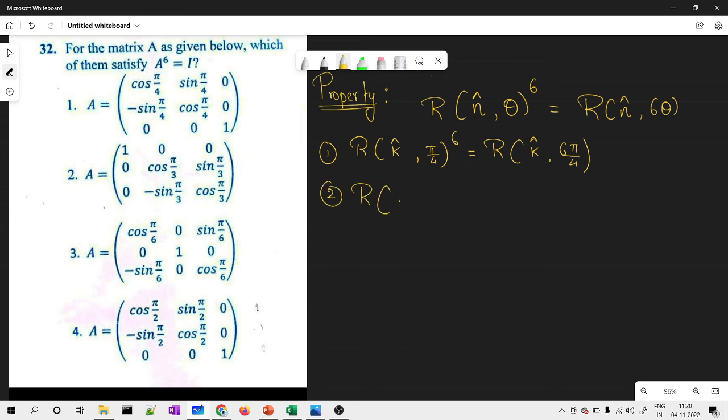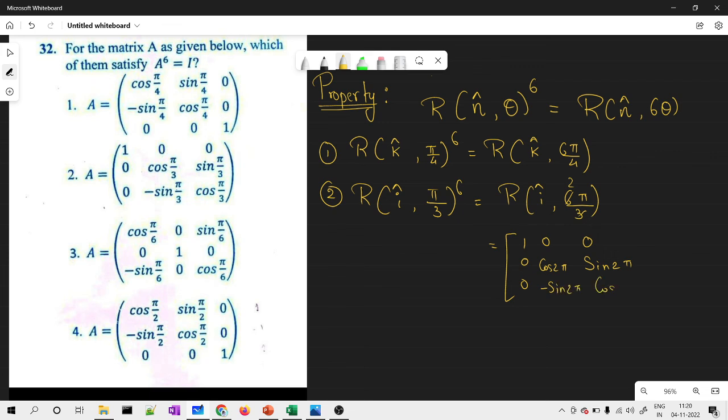Let us see the second one. It is R i cap with pi by 3 raised to 6, so this is nothing but R i cap 6 pi by 3, which is 2 pi. If I try to write the matrix, i cap means it is 1 0 0 in the first row, and then cos 2 pi, sin 2 pi, minus sin 2 pi, cos 2 pi. So I'm writing that matrix after taking power 6. It is 1 0 0, and cos 2 pi is 1, sin 2 pi is 0, this is also 0, this is also 1. This came out to be the identity matrix.